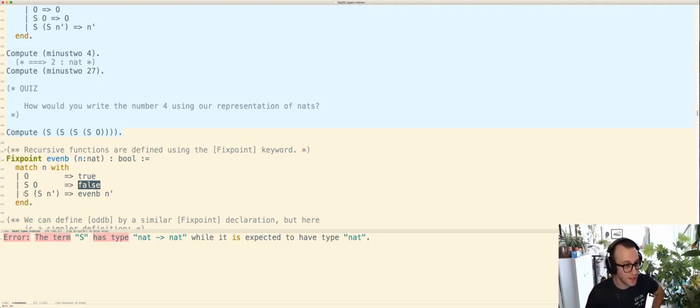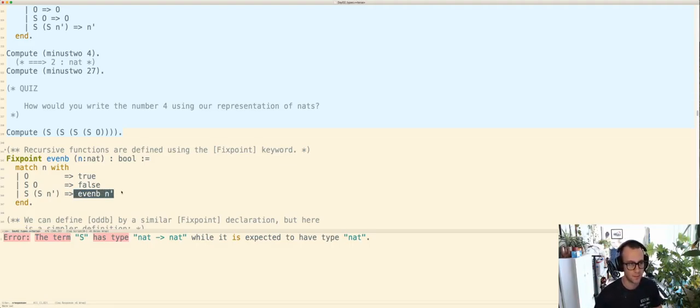Okay, otherwise, if it's not 0 and it's not 1, we must be successor of some other number. In that case, look at that other number, n prime. Well, if we strip off 2 layers, if we strip off 2 numbers, that's going to be the same parity, the same even oddness as the greater number, right? If 4 is even because 2 is even because 0 is even. So what we'll do is we'll make a recursive call to say, okay, find out if this smaller thing is even.